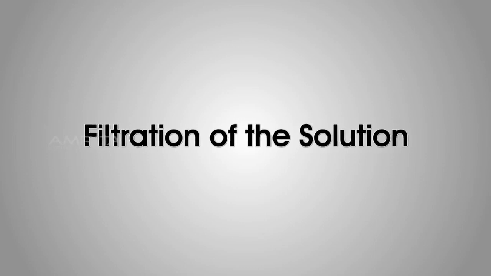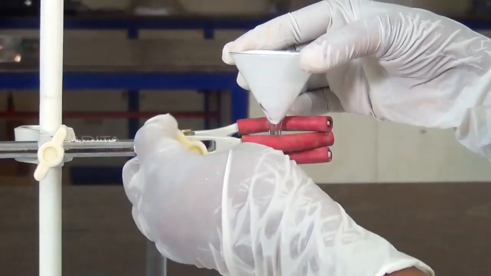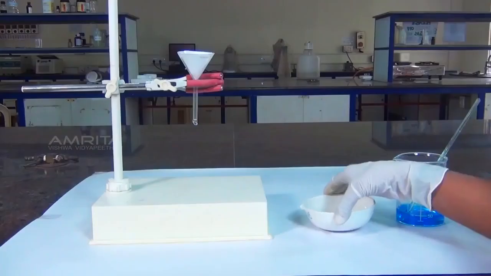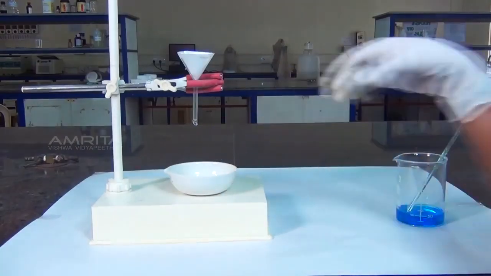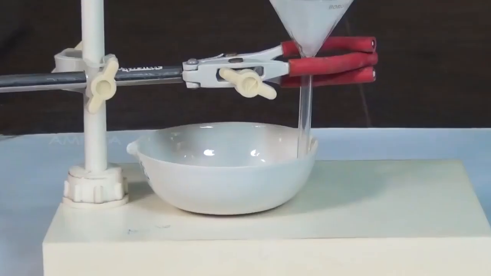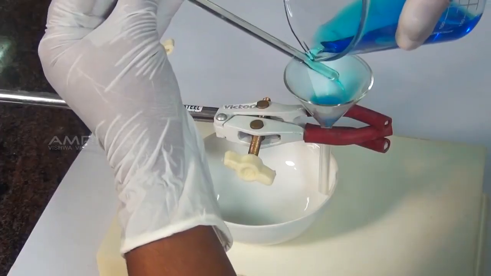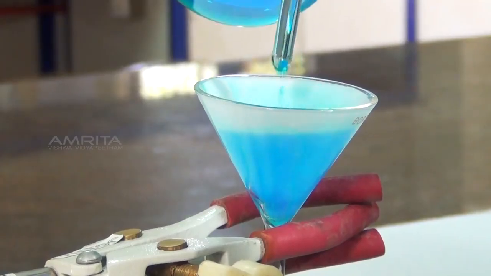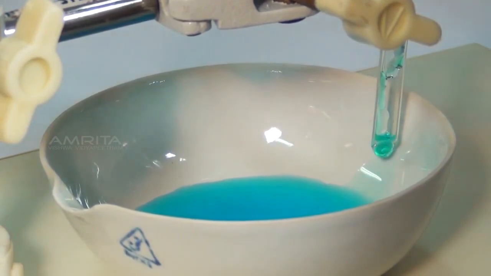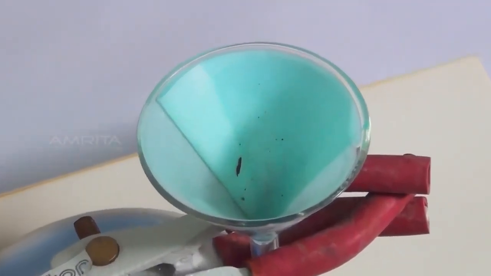Filtration of the solution. Place a filter paper in the funnel and clamp the funnel to the stand. Place the china dish under the funnel. The stem of the funnel should touch the wall of the china dish to avoid the solution splashing out. Pour the solution into the funnel over the glass rod and collect the filtrate in the china dish. The insoluble impurities are left on the filter paper.